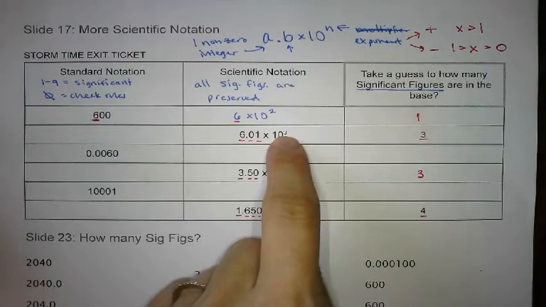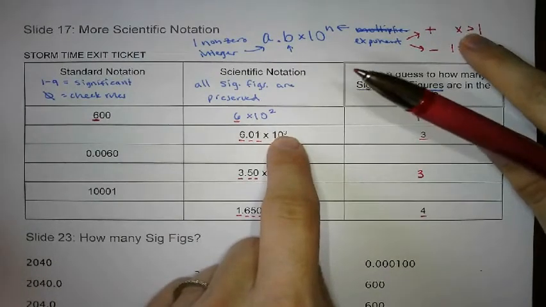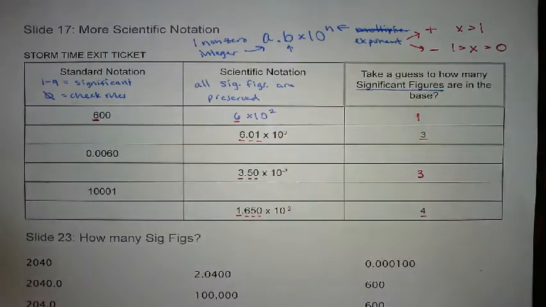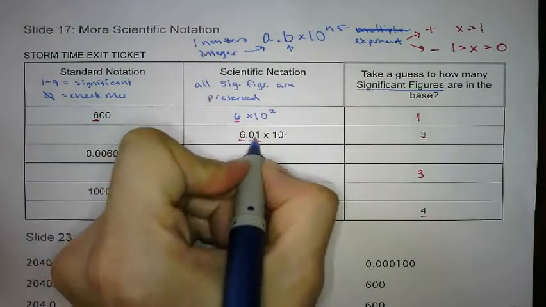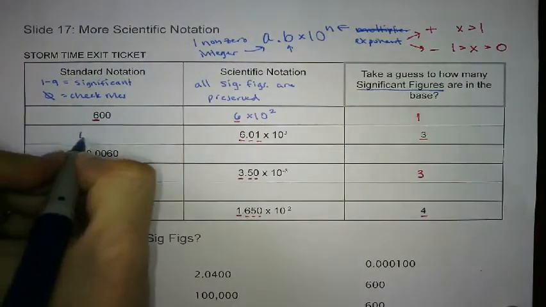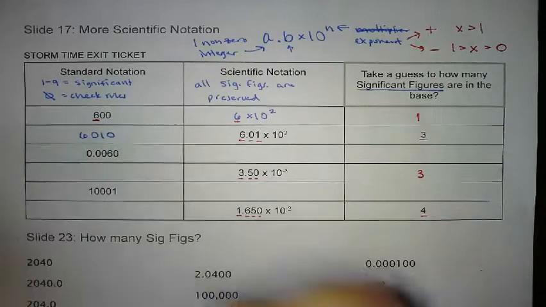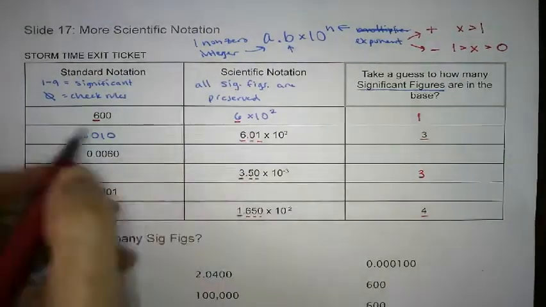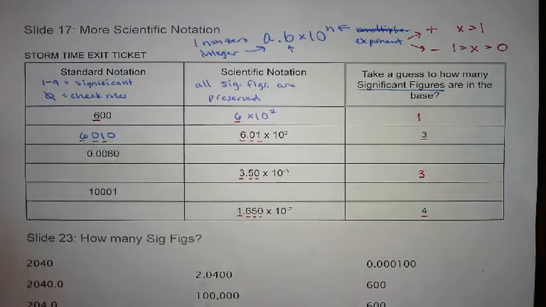So if we have a positive exponent like we do here, we're going to have a number that's bigger than 1. It's to the third power, so that means I need to jump my decimal place 3 times: 1, 2, 3. This would be 6,010. And just double checking that I still have 3 sig figs: 1, 2, 3, there they are.